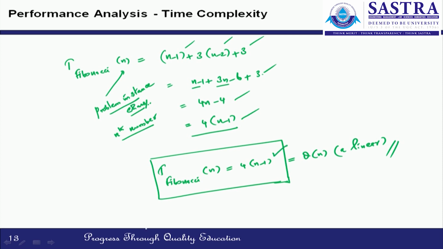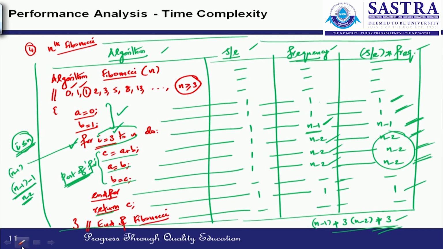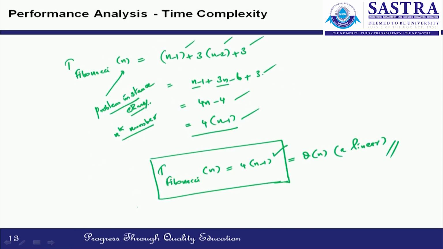If you apply the step count method, what we have to do is set a global variable count here. Count should be initialized to 0, and for each executable statement, whenever we have a program step, we need to increment count by 1. So introducing the proper count statements here, we will have the same result: T Fibonacci of n is equal to 4 into n minus 1, which results in theta of n, a linear computational complexity.